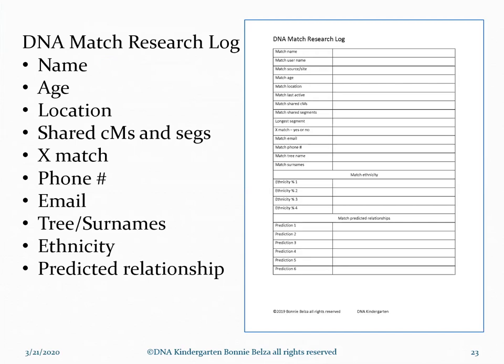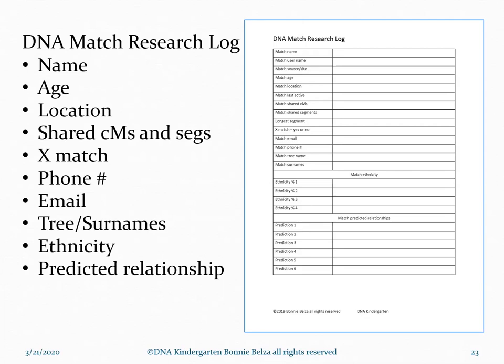You can also use this form as a Word document and complete it for your matches as you're doing your research. I find it useful to keep track of their name and age, where they're located, usually where they were born, how many centimorgans they share with me, and potentially how many segments they share. Whether or not they're an X match to me is something that I'll record. If I'm lucky enough to find their phone number and their email, I'll put those on this form. And I like to keep track of the name of their tree or a URL that points me to their tree, and their ethnicity results.